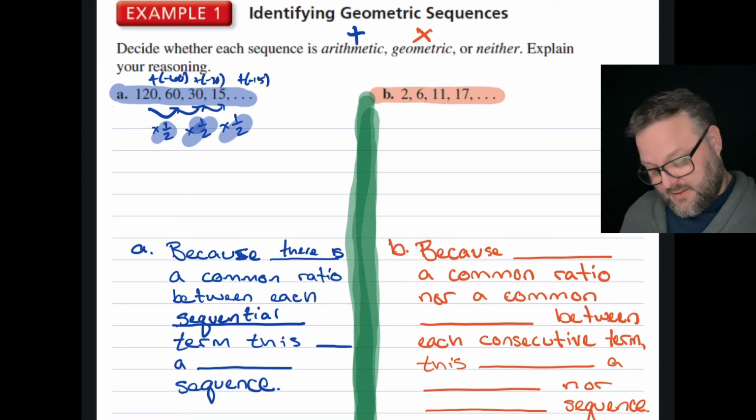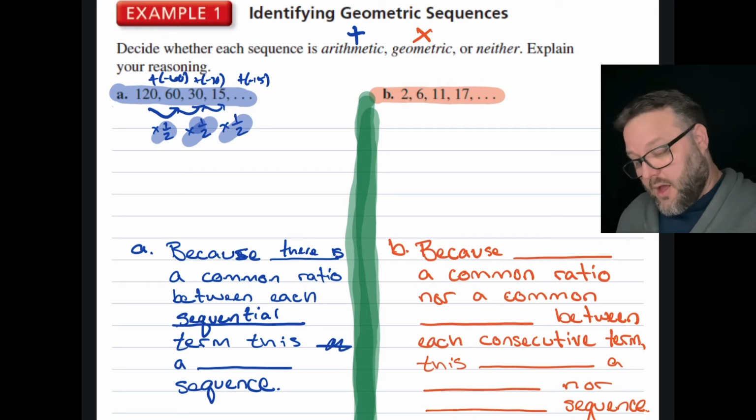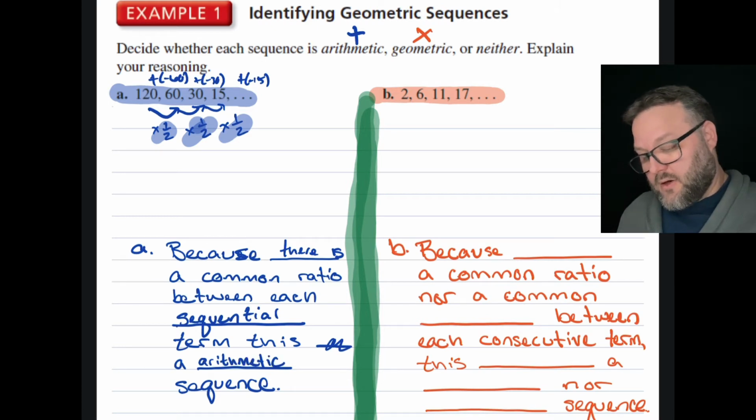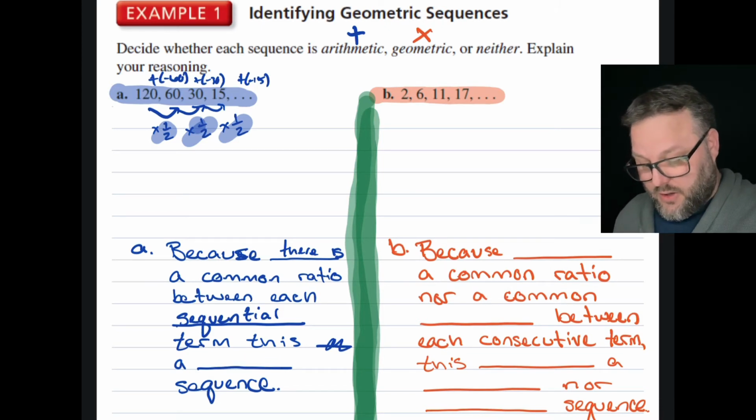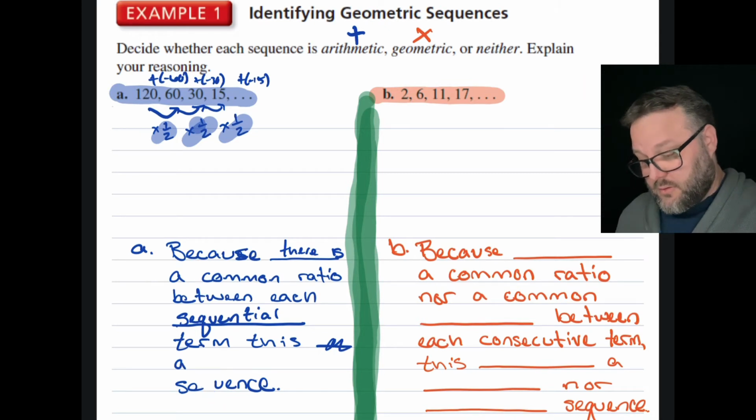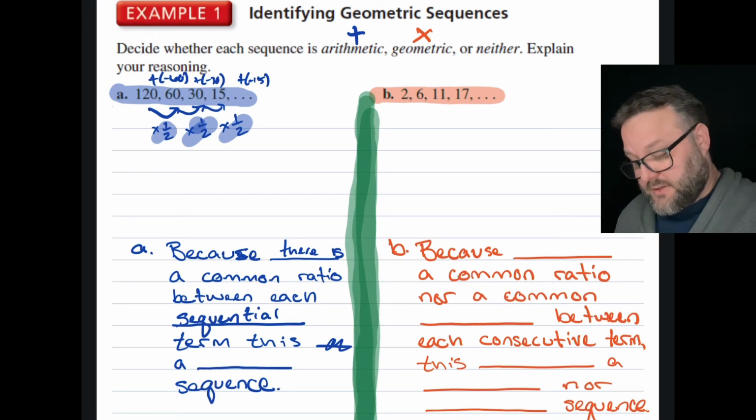I don't know what this blank is for. I think I wrote an extra one, not thinking. But it is a geometric sequence.